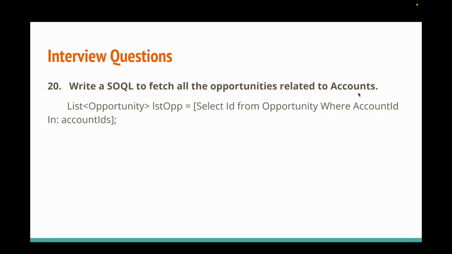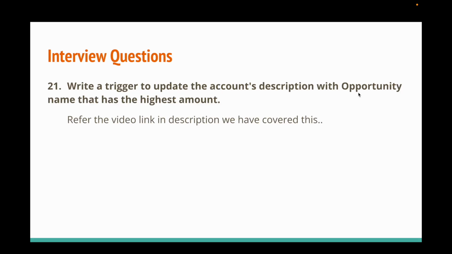Then the next question we have: write a trigger to update the account's description with the opportunity name that has the highest amount. So we have already covered this scenario. You can refer to that from the link in the description box. I'll have the link on the top right corner as well here. So you can refer to that. We have already covered it in great detail, and I hope you like it.